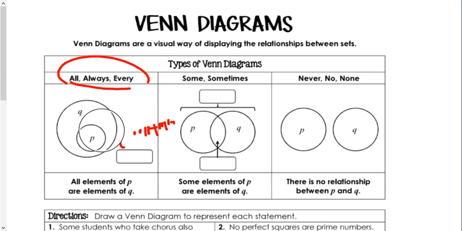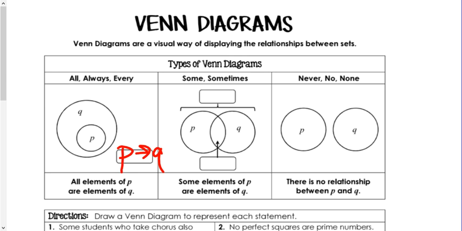Okay? And so what we use for this is a conditional. A P implies Q statement. If we have a dog, then it is a mammal. So all elements of whatever the P statement is are also elements of whatever the Q statement is. Okay? The next type that we have is some and sometimes.